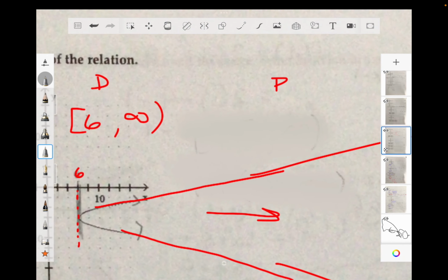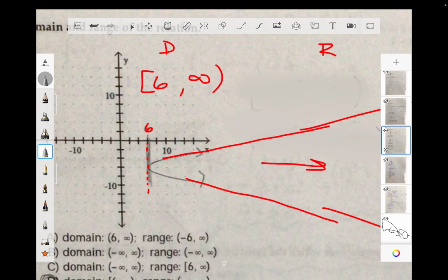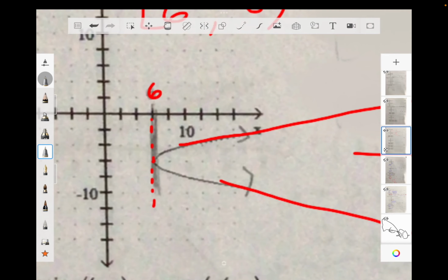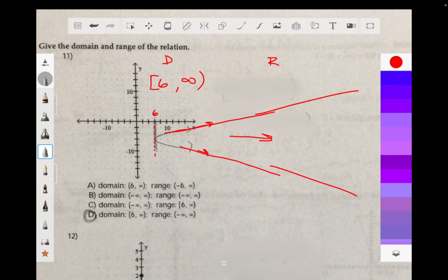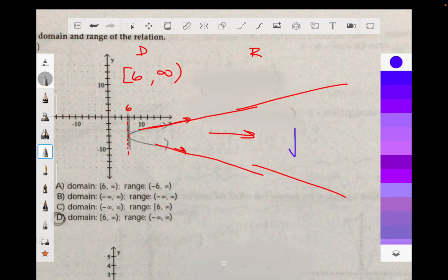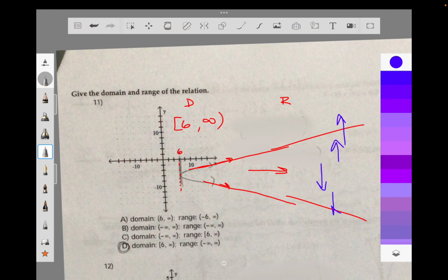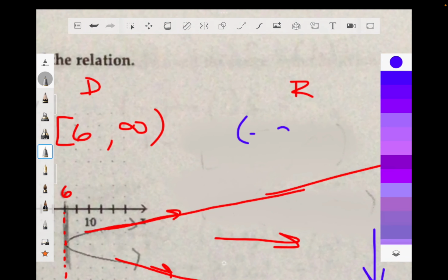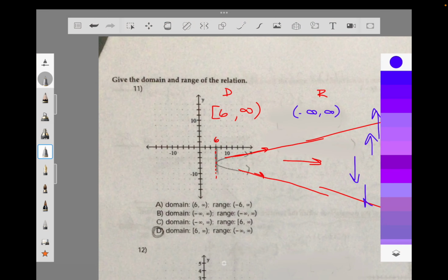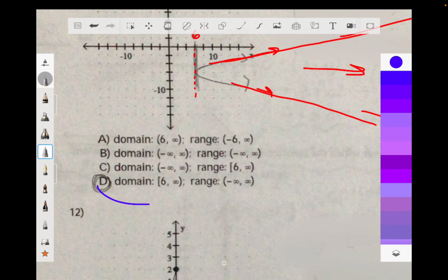The range is a bit different. If I start from here, and it's infinitely going this way and that way, that means it's slowly reaching downward and upward. So slowly it will creep towards positive infinity and negative infinity in the y direction. So it's slowly going up in both directions. Therefore, the range is going to be negative infinity, infinity, which is that one.